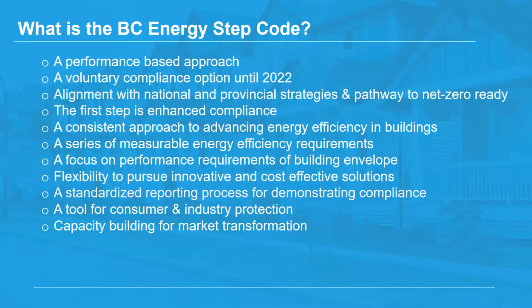So what is the BC Energy Step Code? The BC Energy Step Code is a performance-based approach. It's a voluntary compliance option until 2022 when it becomes mandatory. It's in alignment with the national and provincial strategies and a pathway to net zero. It's a first step of enhanced compliance with the BC Building Code. It's a consistent approach to advancing energy efficiency in buildings.